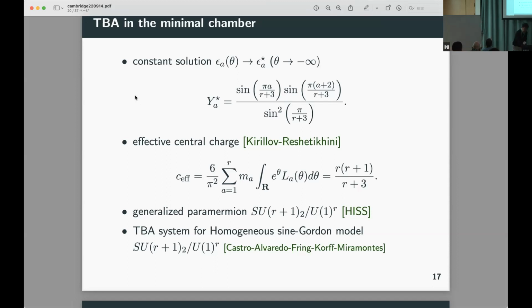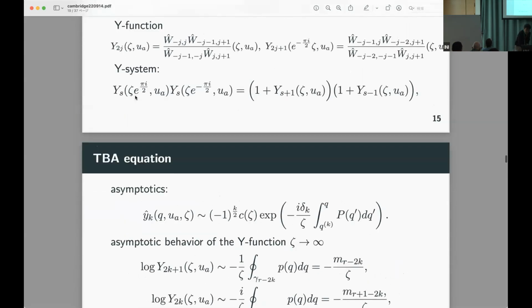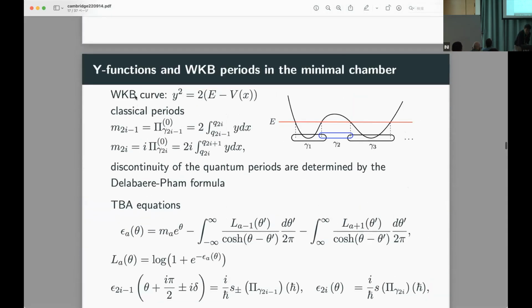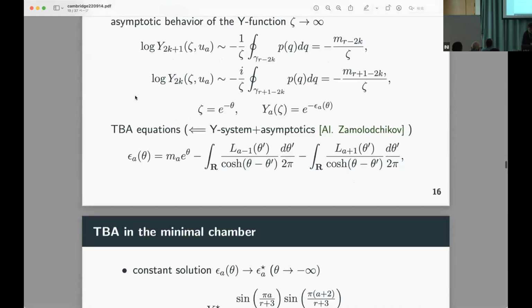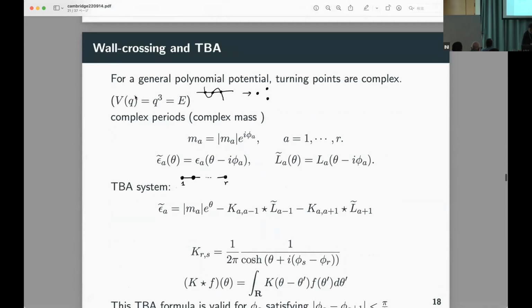Minimal chamber means that in the setup I assume the turning points of the problem are all real, all on the real line. That's a temporal definition of the minimal chamber. We can deform slightly around this situation into the complex one. So this is the case of the minimal chamber story.